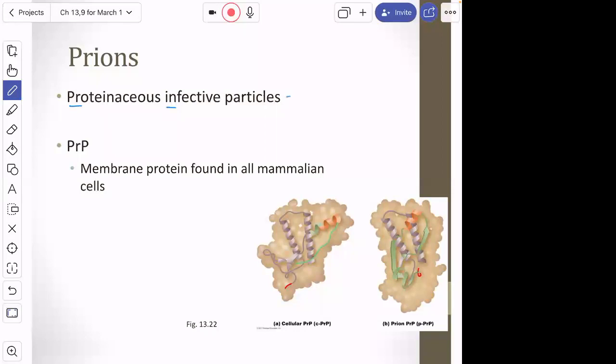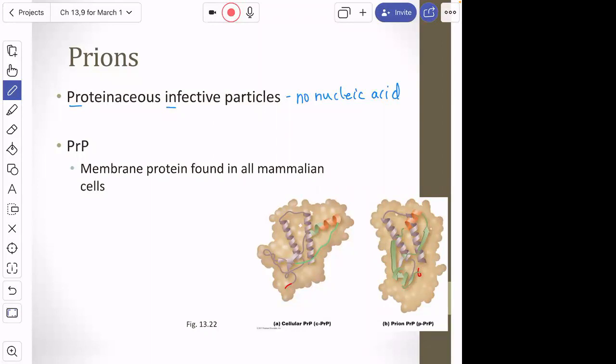What's interesting about these is that there is no nucleic acid. There's no DNA, there's no RNA in these particles. So that begs the question, how do they reproduce themselves? That question, we're a little bit closer to understanding. We know that prions are a misfolded protein.